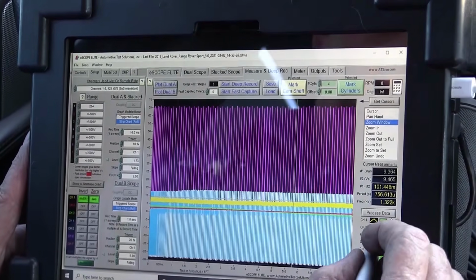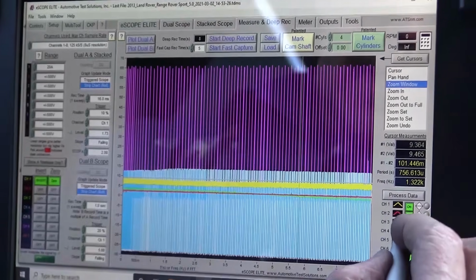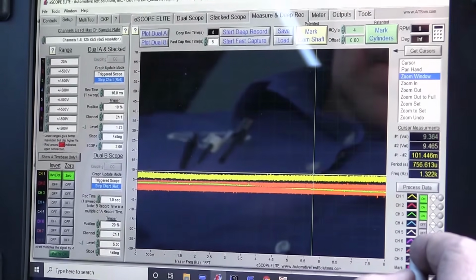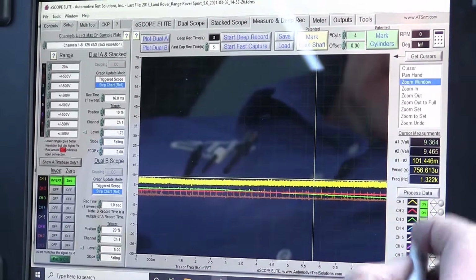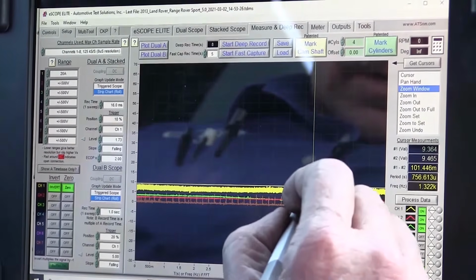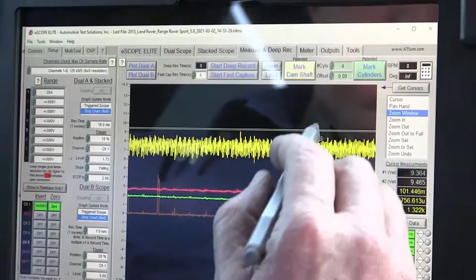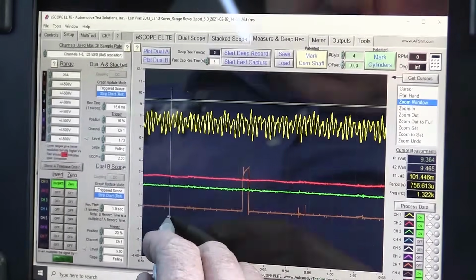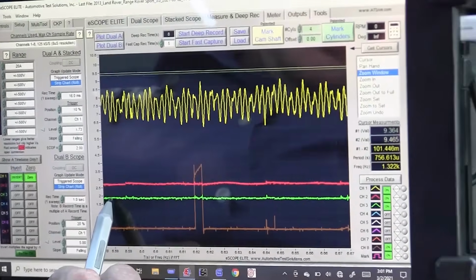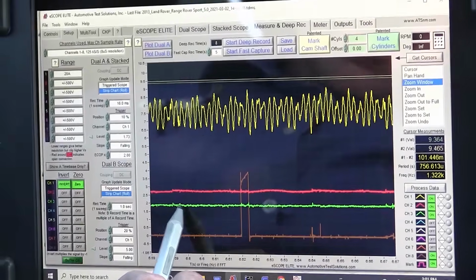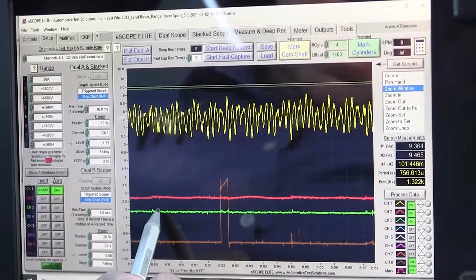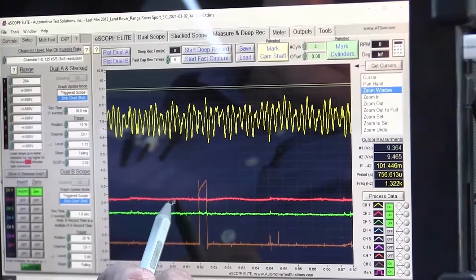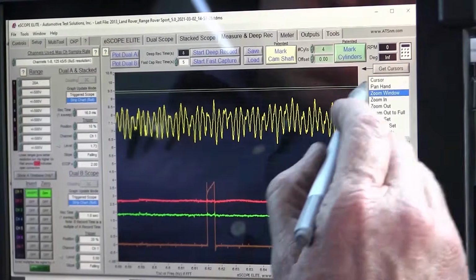Let's go ahead and shut this stuff off. I mainly just want to look at the fuel pressure right now to see what's going on with it. So we're going to zoom in on this. This is the high pressure in green, this is the low pressure in red, and this is my amp clamp.